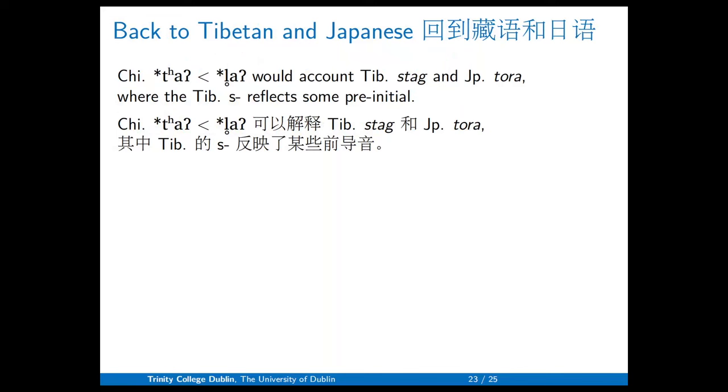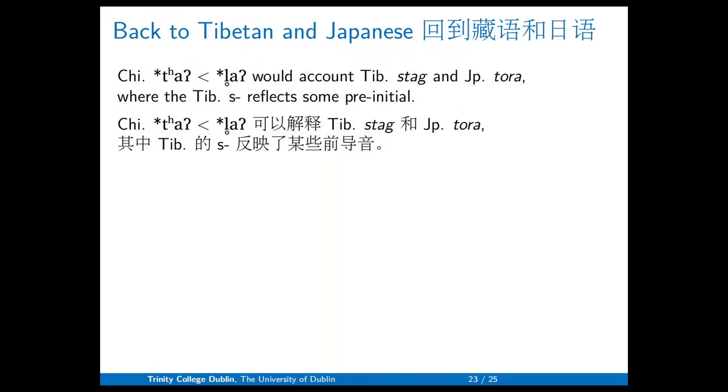So pa could come from hla. Basically, you get rid of the K at the beginning. Ge, ke, hla, you drop the K, then you get hla, then it would become ka in Chinese, right? So if Tibetan and Japanese borrow the word from Chinese, they borrow it probably from a form like this. Yeah. So you can imagine that the Japanese tora comes from ta.